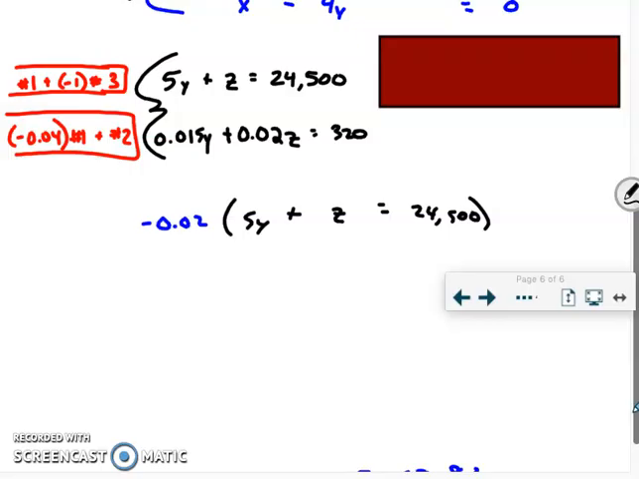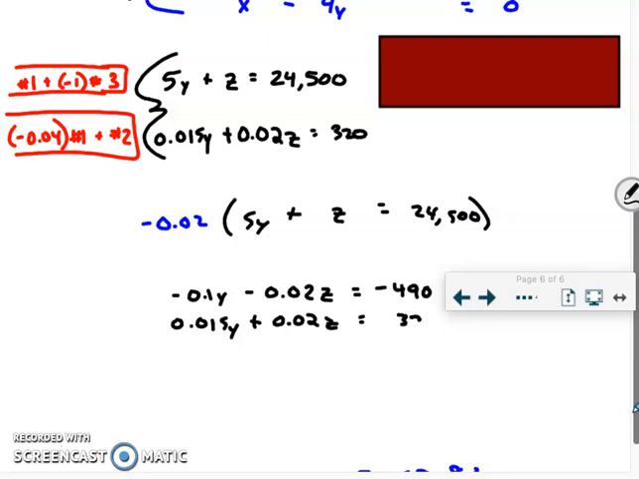Let's see, negative 0.02 times 5 is going to give us negative 0.1y. Let's see, the easy one here, when I distribute, minus 0.02z is equal to, now if I have 24,500, if I were to take that times the negative 0.02, that's going to give us the negative 490. Now I'm going to add this to the second equation, which is going to stay the exact same. So 0.015y plus 0.02z, and that's equal to, again, 320.